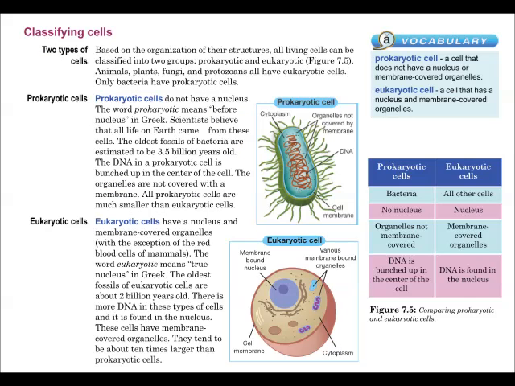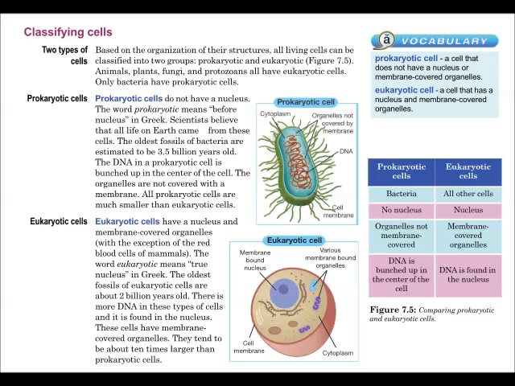Classifying cells. Based on the organization of their structure, all living cells can be classified into two groups, prokaryotic and eukaryotic. Figure 7.5. Animals, plants, fungi, and protozoans are all eukaryotic cells. Only bacteria have prokaryotic cells.